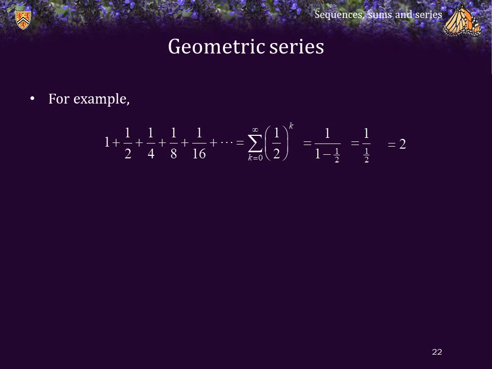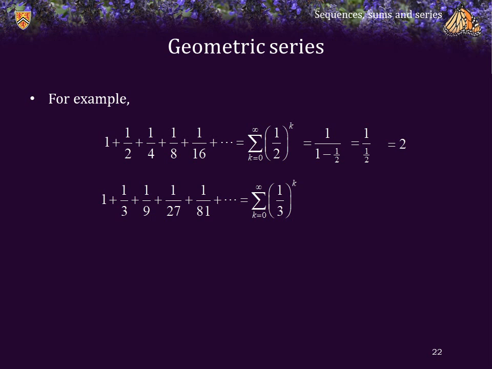All right, is that reasonable? Well, 1 plus a half is 1 1/2. 1 plus a half plus a quarter is 1 3/4. 1 plus a half plus a quarter plus an eighth is 1 7/8, and so on and so forth, getting ever closer to 2. So yeah, that's reasonable. Now, what happens if we have a common ratio of 1/3.